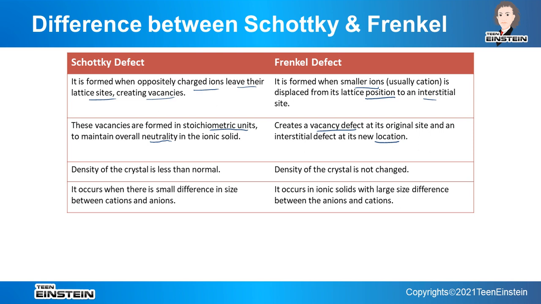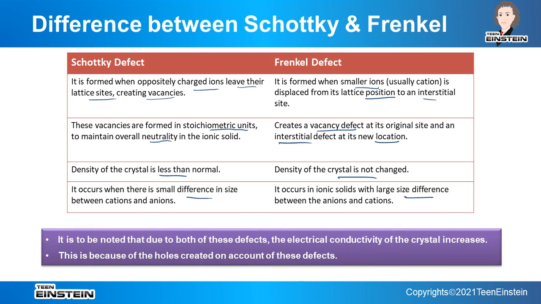So when it is shifted to some new location, that is the interstitial site, there will be an excess of cation or smaller ion. So in the new place there will be an interstitial defect. Okay, so you can also call it interstitial defect, or it is also sometimes called dislocation defect, because the particle is dislocated from its original position. Density of the crystal will be decreased, less than normal, in Schottky, but here it will not be changed. Schottky occurs when there is a small difference in size between cation and anion, and here it is opposite, a large size difference. Okay.